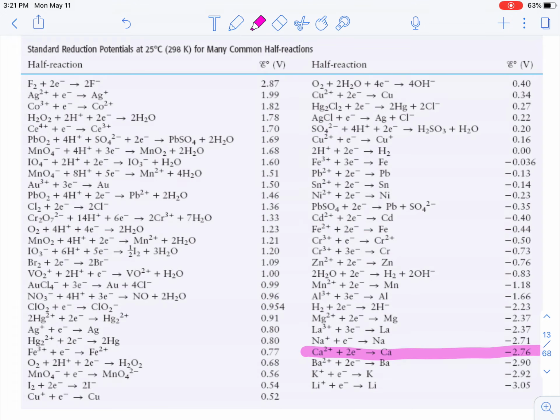All right, so for gold, where are you, gold? Notice that this equation involves the transfer of 3 electrons. And so therefore its standard reduction potential is going to be 1.50 volts.